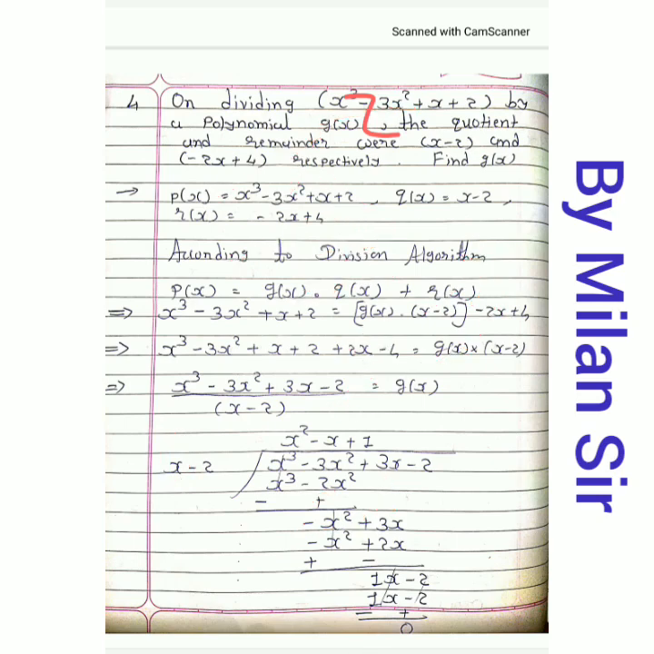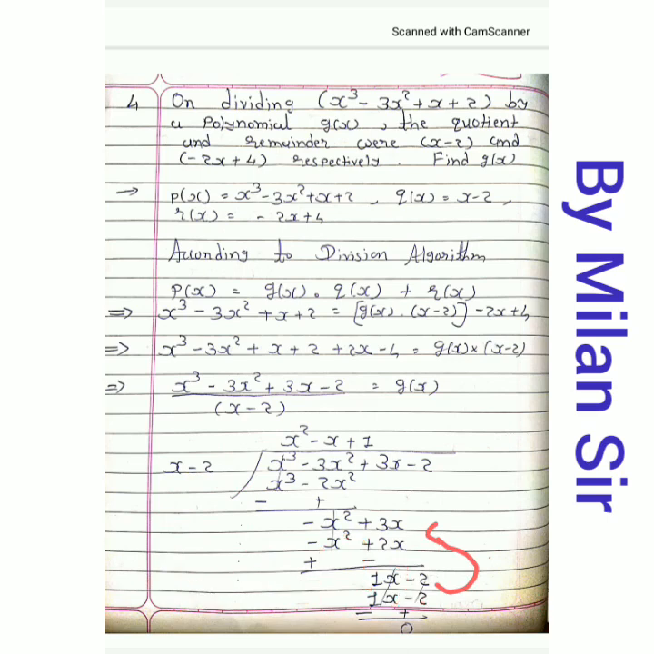So we need to multiply our polynomial by minus x. So x into x, x square, plus minus minus. Then for the second term, minus minus plus, 2 into x, 2x. So I have written here minus x square plus 2x.